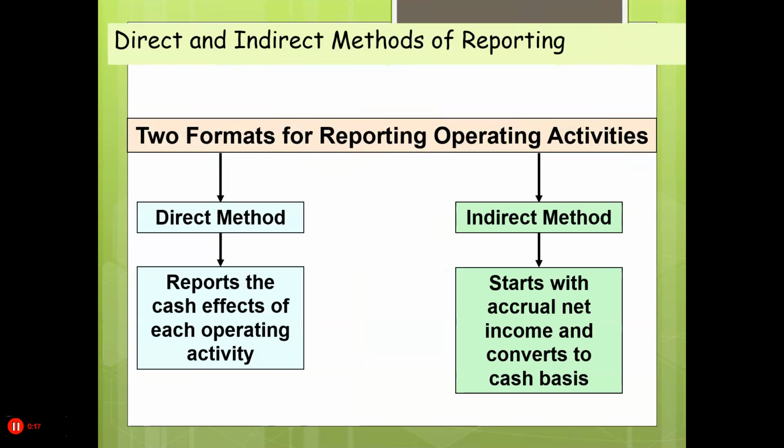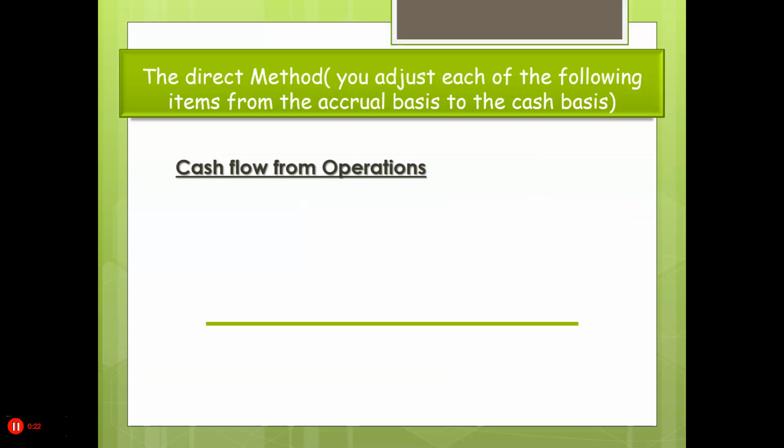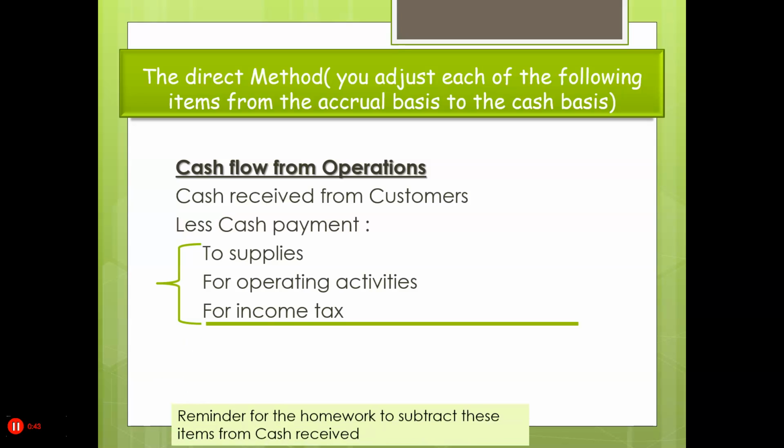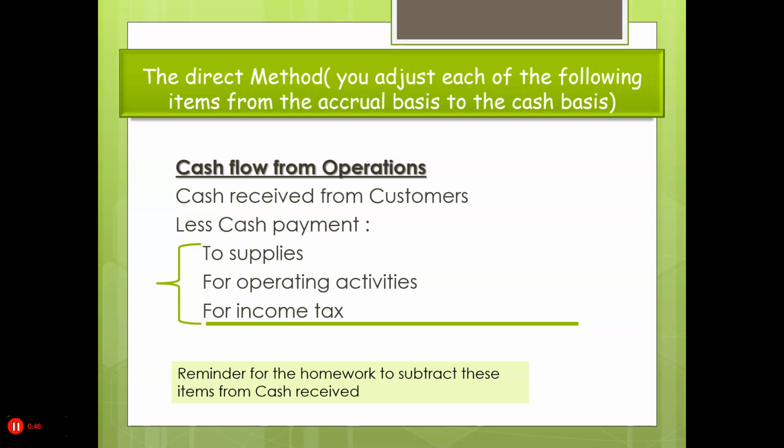So, again, now we're going to look at the cash effects of each operating activity. We always start with figuring out how much actual cash we received from customers. Then we're going to subtract cash payments to suppliers, operating activities, and income tax. Reminder for the homework: subtract these items from cash received. And that's how we're going to get net cash provided by operating activity.